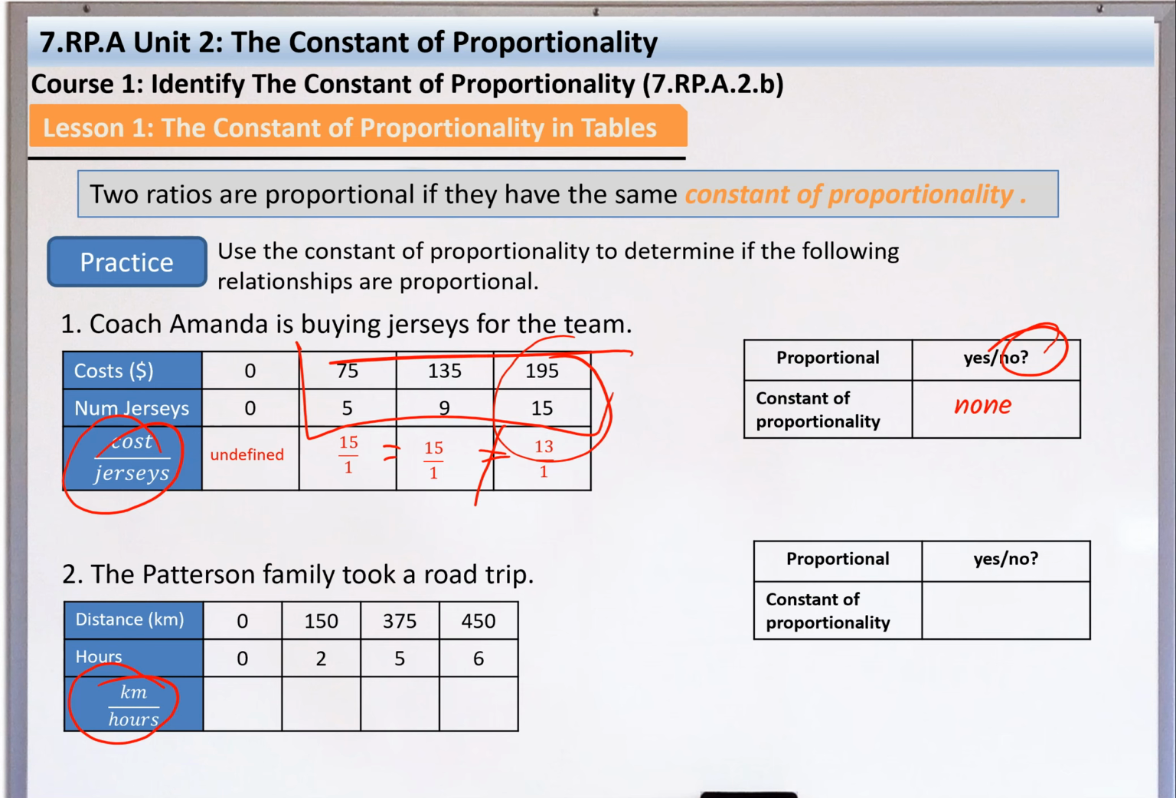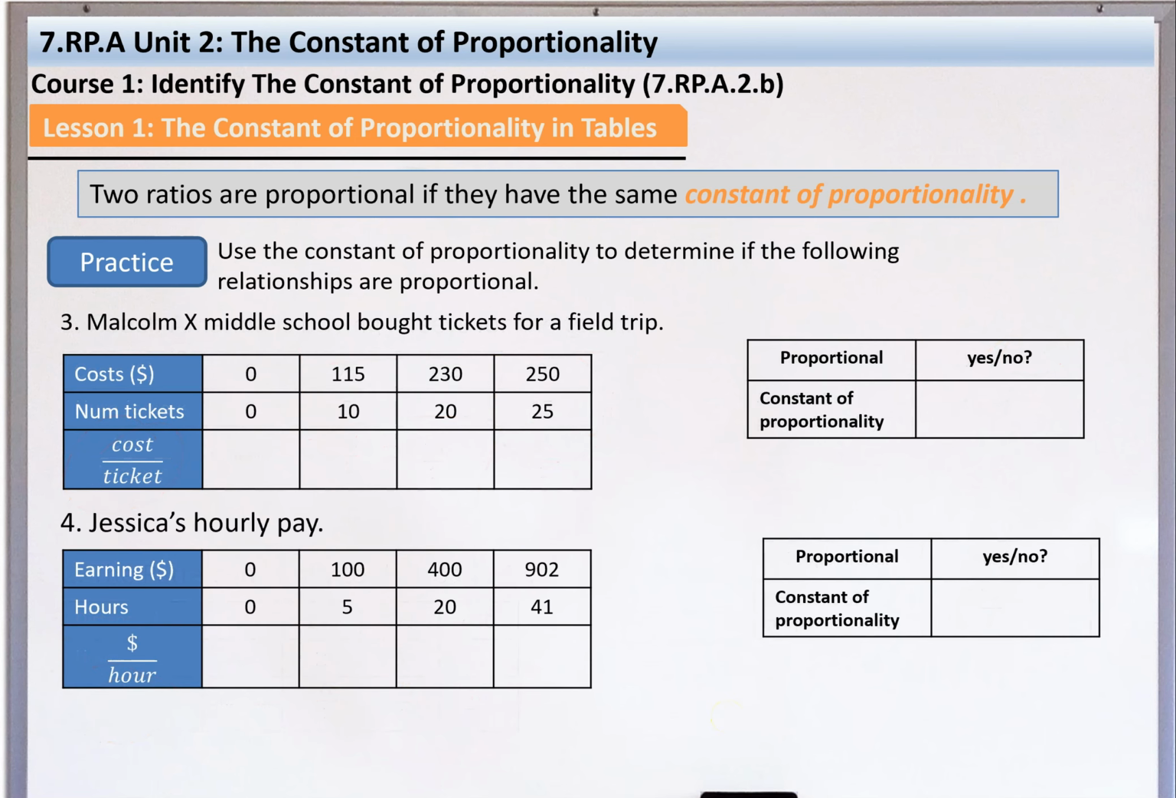The next one, the Patterson family took a road trip. Is it proportional? And if it is, what is the constant of proportionality? Again, 0 divided by 0 is undefined, but we can divide the rest, and we see we have a common unit rate, which is our constant of proportionality, 75:1, meaning they drove, on average, 75 miles per hour. Kilometers per hour.